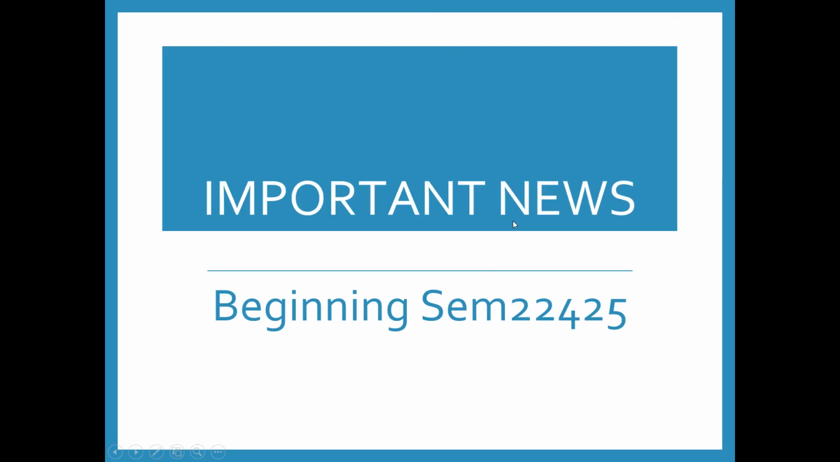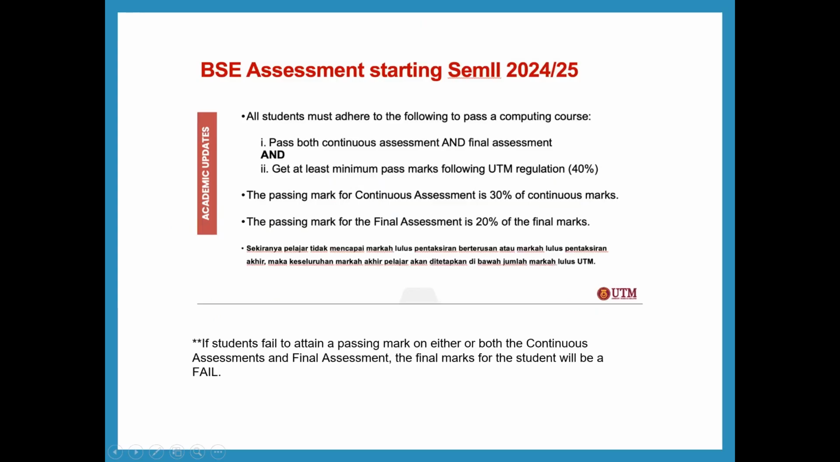Okay, important news. Beginning of semester 2, 24-25, UBSC students are following this rule set by the Senate. All students must adhere to the following to pass a computing course. You must both pass continuous assessment and the final assessment, and also get at least a minimum pass mark following UTM regulation. What does passing continuous assessment and final assessment mean? The passing mark for continuous assessment is 30% of the continuous assessment, and the passing mark for final assessment is 20% of the final marks.